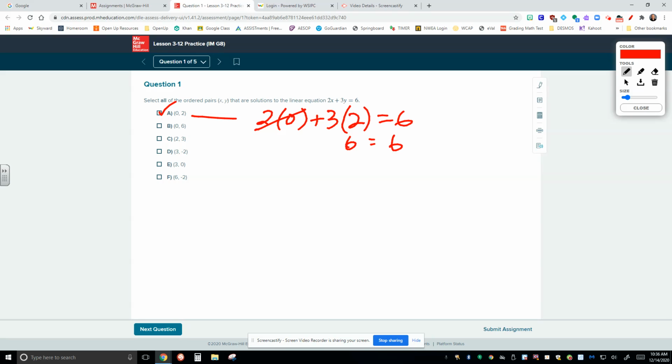When we look at the next one and we say 2 times 0 plus 3 times 6 is equal to 6, we eliminate 2 times 0 and this becomes 18 equals 6. Well, that's a false statement. So this one right here is not a solution to the linear equation 2 times x plus 3 times y is equal to 6. Continue on for the other 4 and decide if those come out true or not.